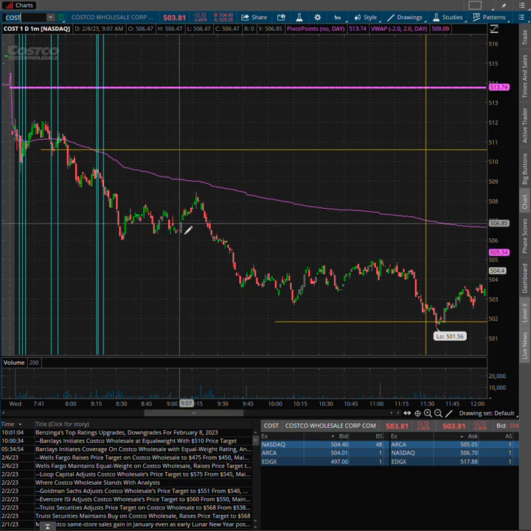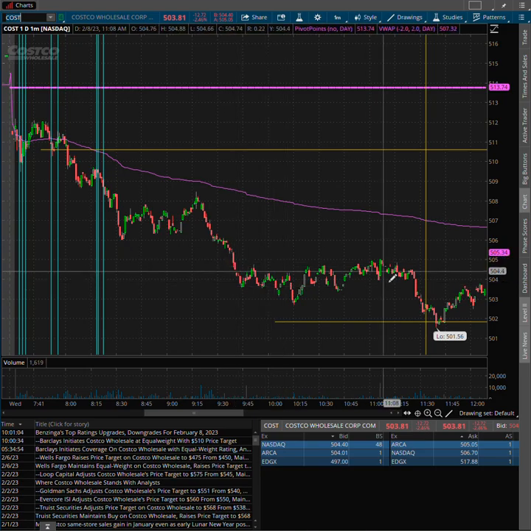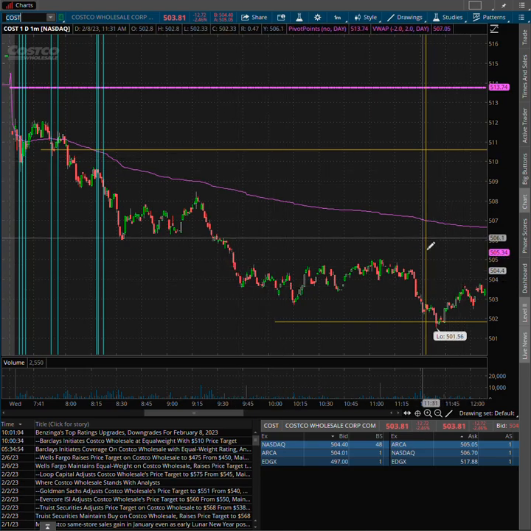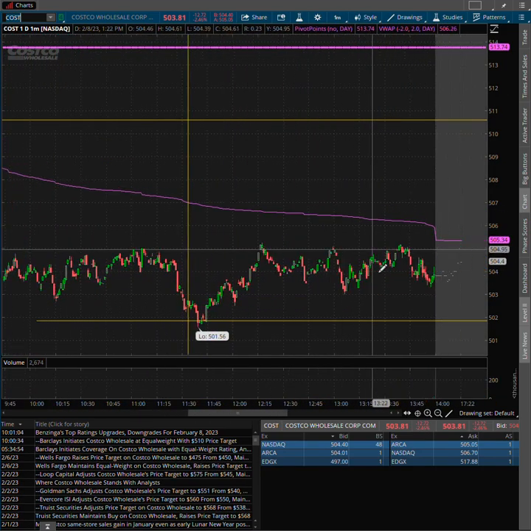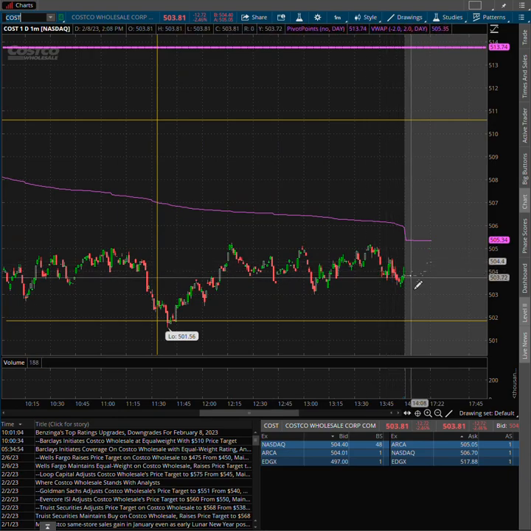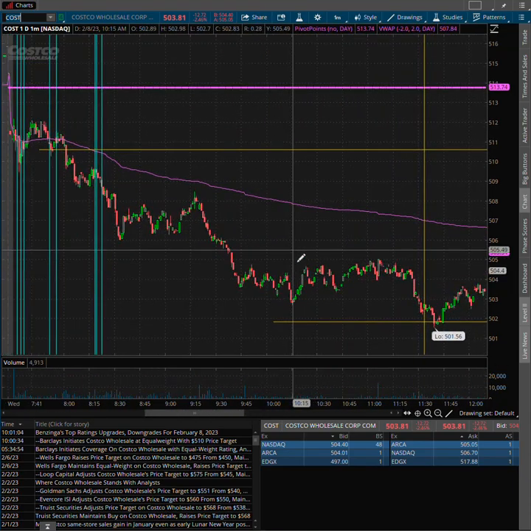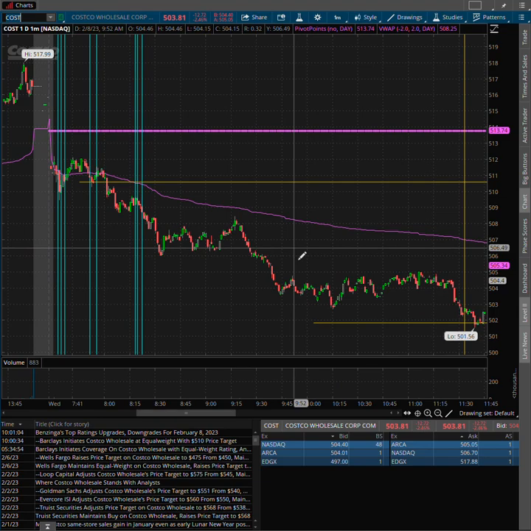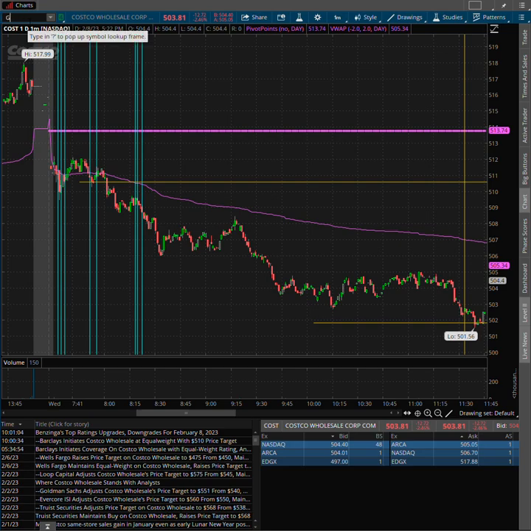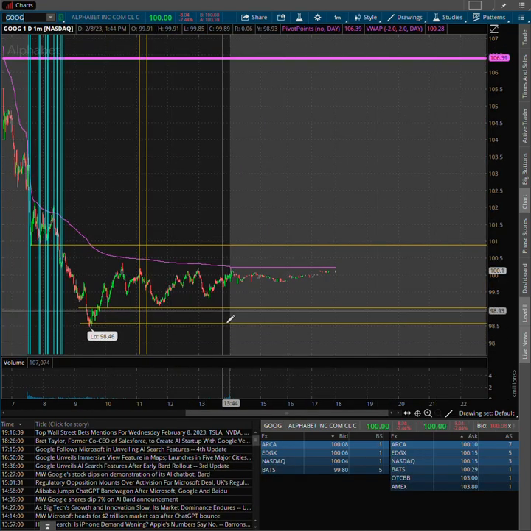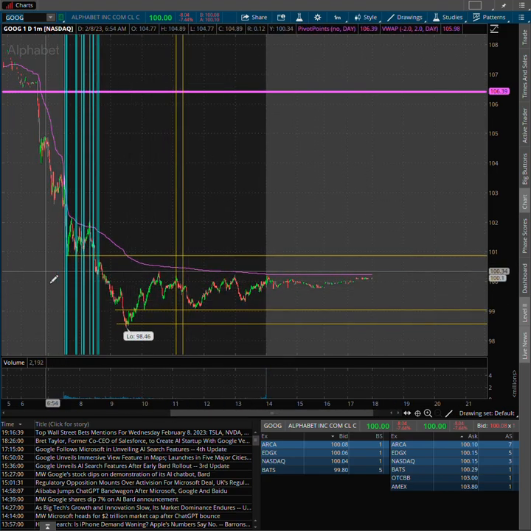I'm thinking there's hope, there's hope, it's going to come back up. But that's just what I'm thinking. Eventually, what it did is it just ended on a low. So that is a perfect formula for a severe loss. That's Costco. Now, Google is another very, very similar story.